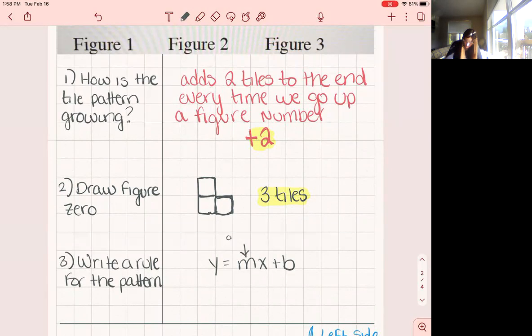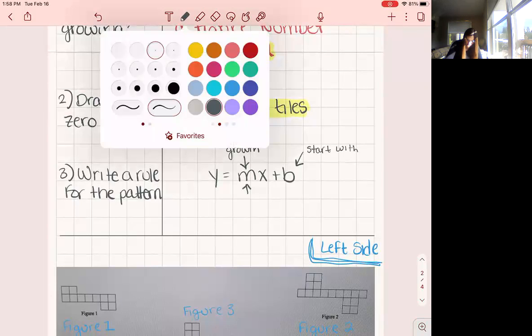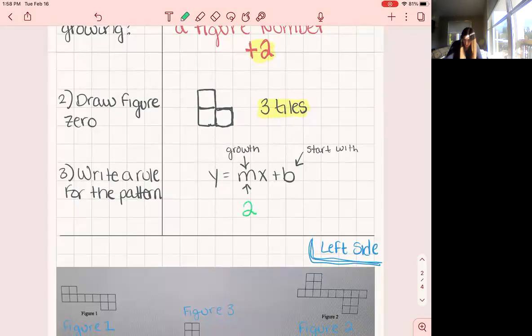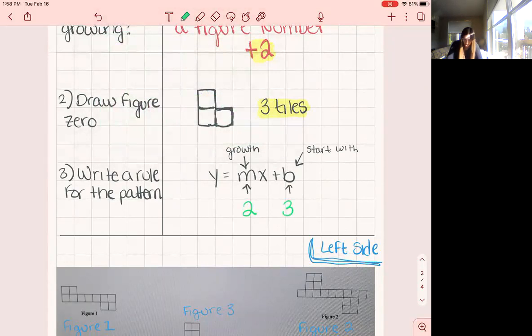What is m? M will be the growth. What is b? B will be your starts with. So in this case, m is going to be 2, because this pattern was growing by 2, and in this pattern my figure 0 had 3, and then the rest just gets filled in. So y equals 2x plus 3 is the rule.